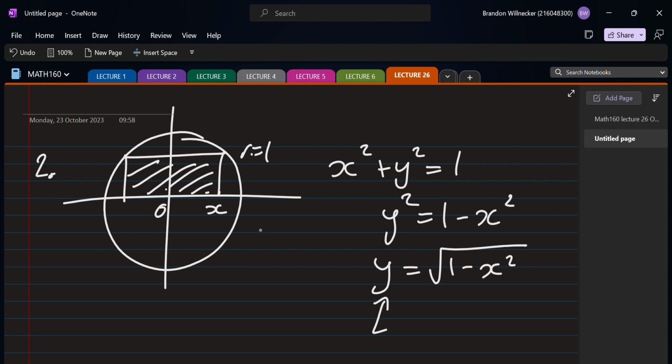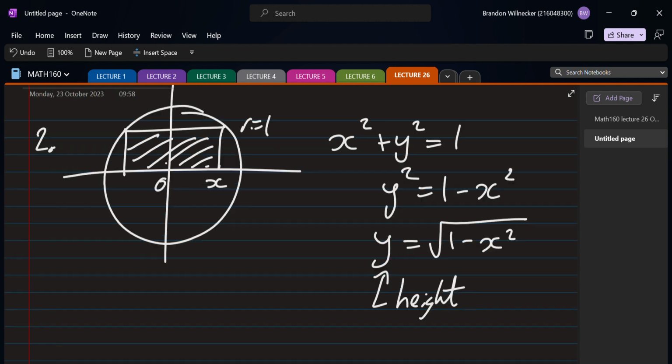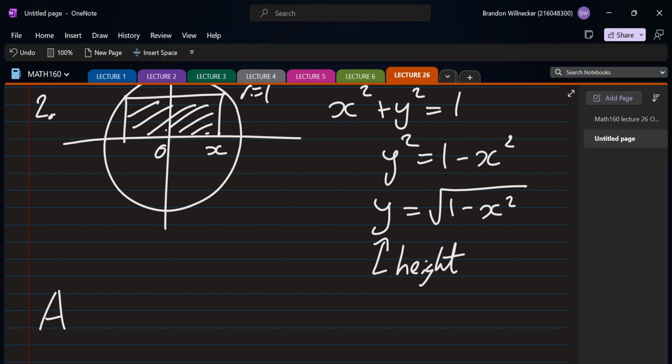Okay, and this is therefore our height of the rectangle. So the base is 2x, like I explained before, and the height is the root of 1 minus x squared. So the area, let's call it A, is going to be the base, which is 2x, and the height, which is root 1 minus x squared.